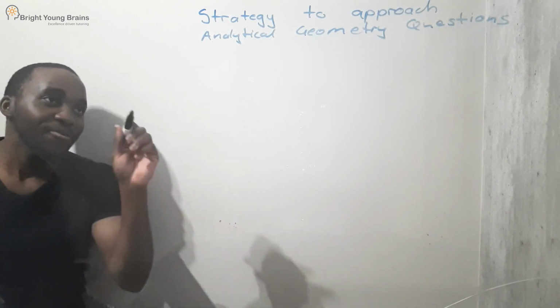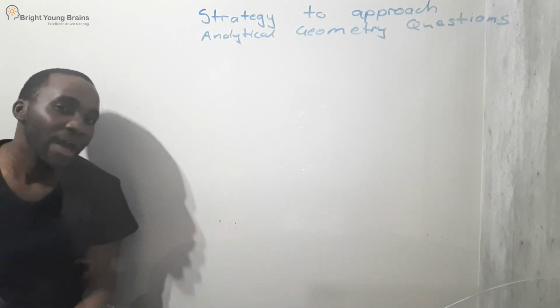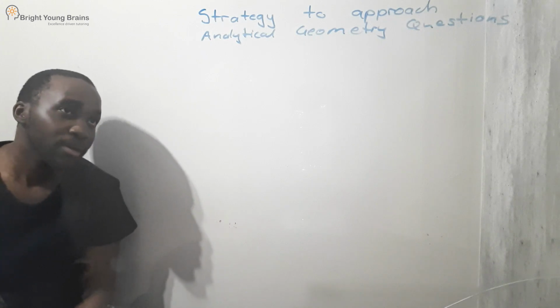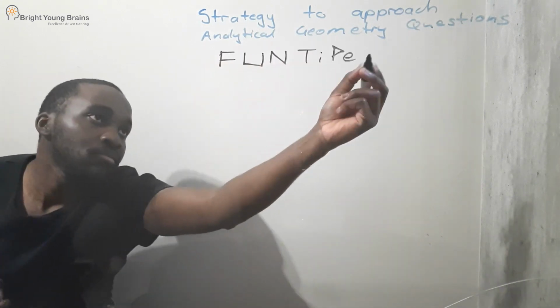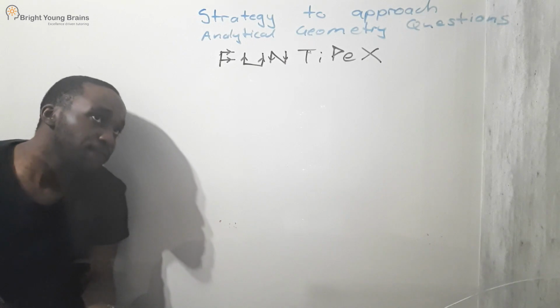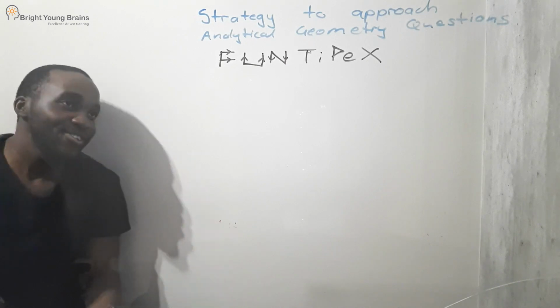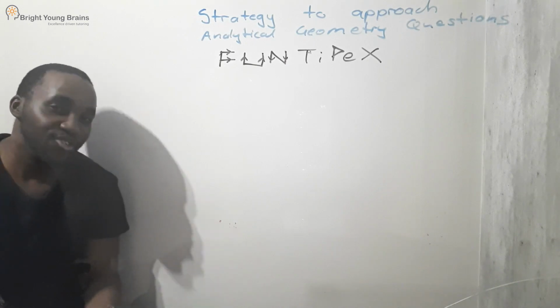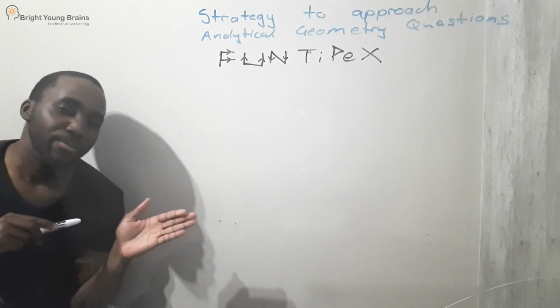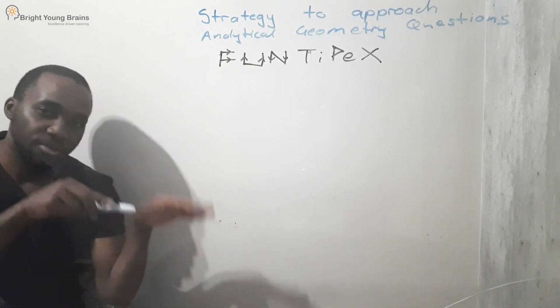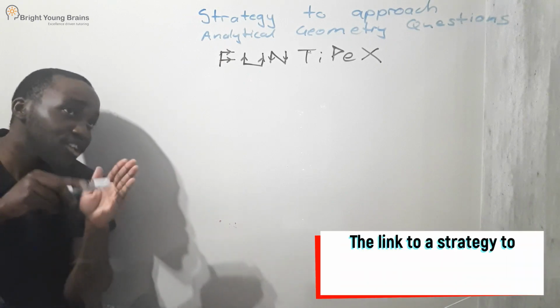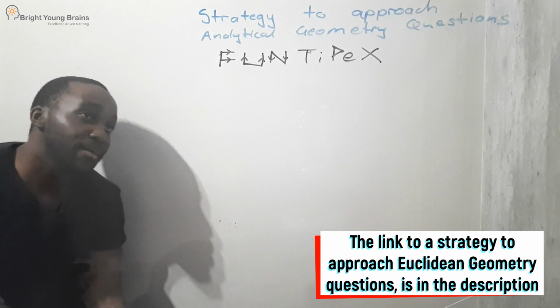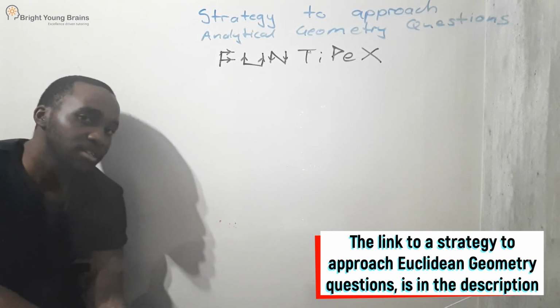With analytical geometry, we have a simple acronym that you want to remember whenever you deal with analytical geometry questions. Now that acronym is FUN-TPEX. So just like with Euclidean geometry, the acronym you want to remember there is Dr. Cape Town and all that. So there's a tutorial on that if you want to go through that. But for analytical geometry, the acronym you want to remember is FUN-TPEX.